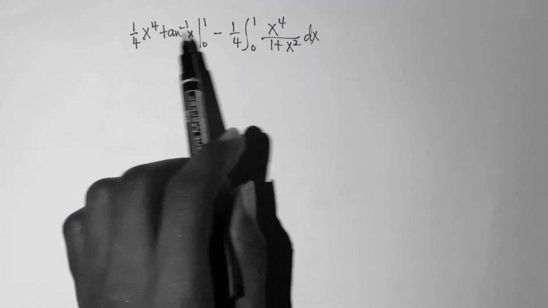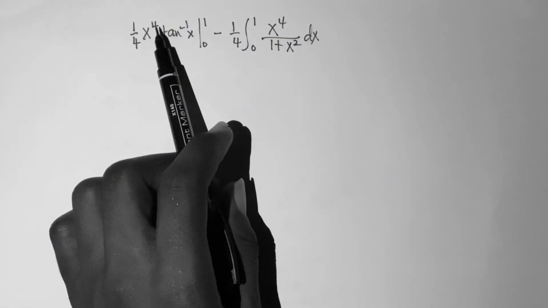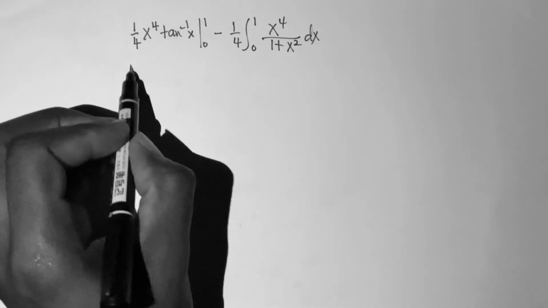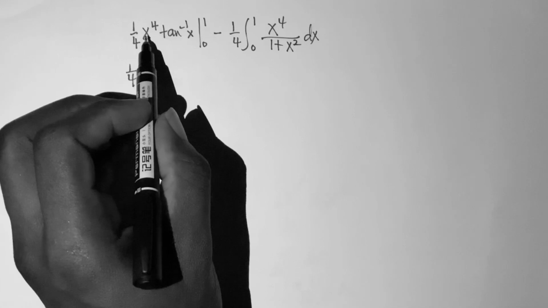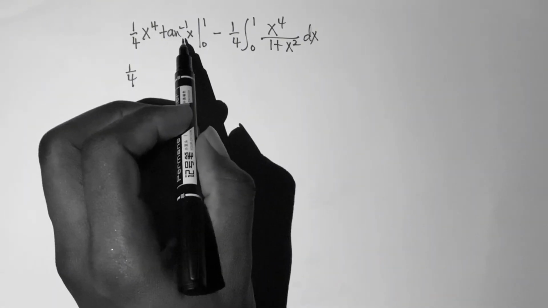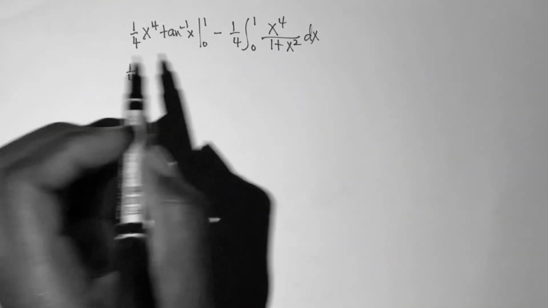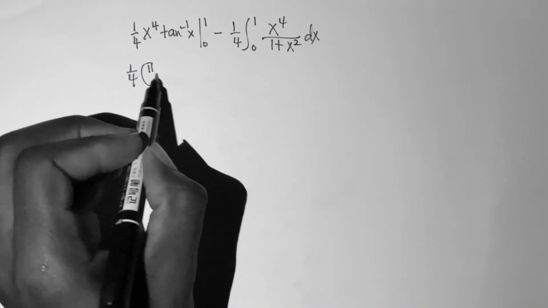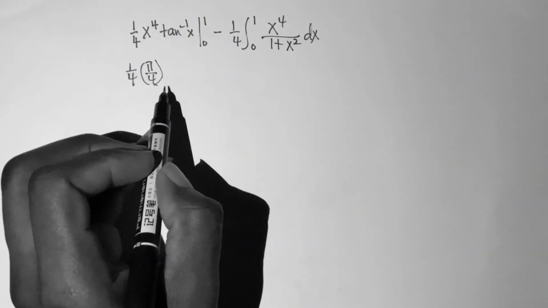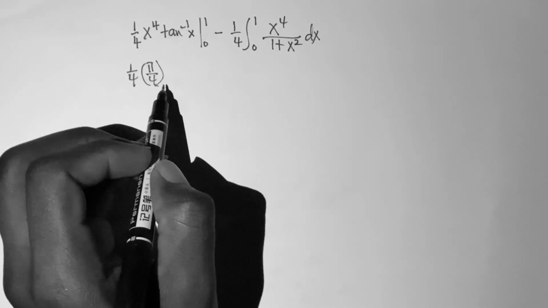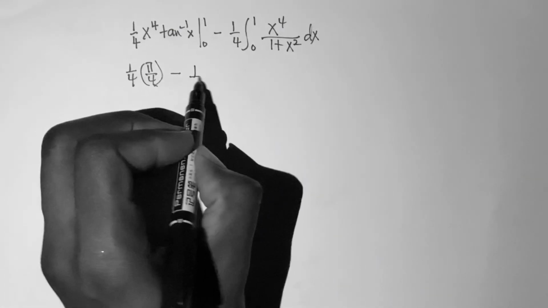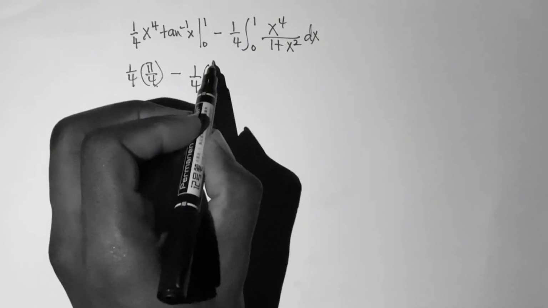Now let's solve this. If you put in 1, 1 exponent 4 is 1. So we have 1 over 4, and then 1 exponent 4 is 1. Tan inverse of 1 is 45 degrees. 45 degrees is the same as pi over 4 radians. Then if you put in 0, because of this x, that part will go to 0. So minus 1 over 4, integral of 0 to 1.